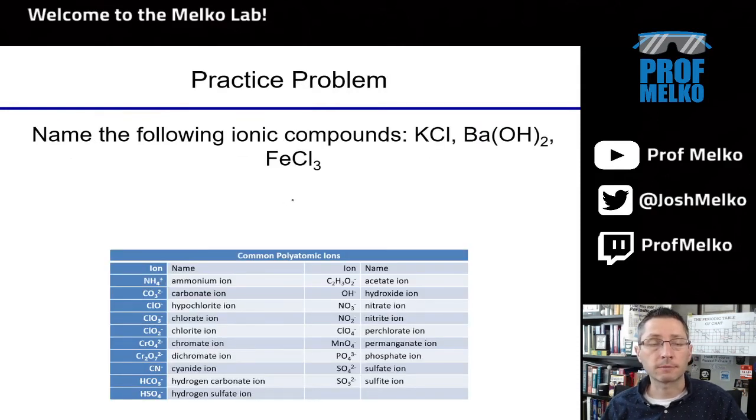Let's do some practice problems. Feel free to pause the video here and try this yourself first before continuing to watch me solve this problem. We'll start with KCl. This I can look at the periodic table and recognize K is not a transition metal. It's always +1. I don't have to worry about Roman numerals. Chlorine is -1. The positive ion here, potassium, is just called the potassium ion.